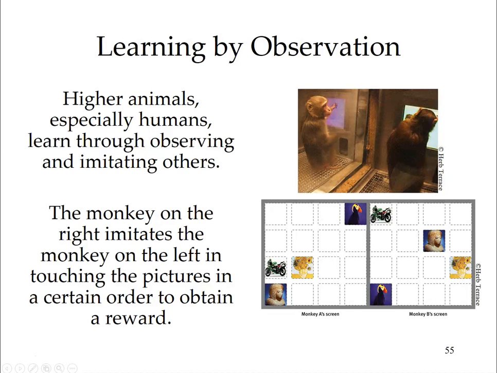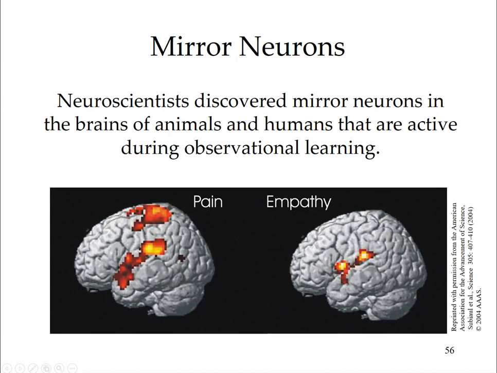Learning by observation. What we're going to do here is describe the process of observational learning and explain the importance of the discovery of mirror neurons. Higher animals, especially humans, learn through observing and imitating others. The monkey on the right imitates the monkey on the left, touching the pictures in a certain order to obtain the reward. And so he learns how to get the rewards.